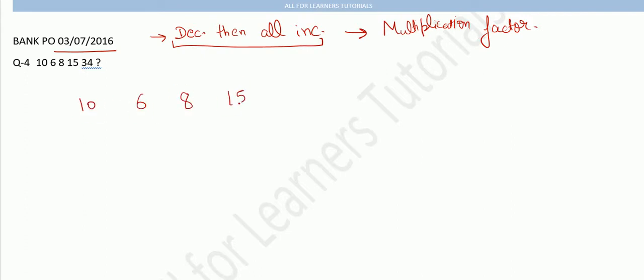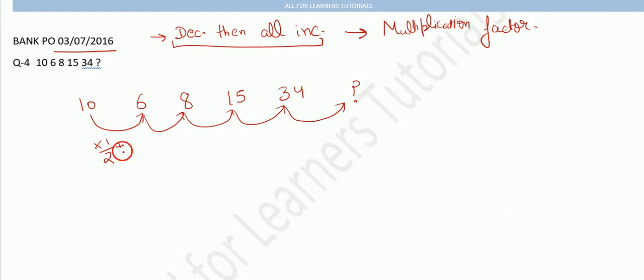See, these steps which I have given will definitely help you to solve questions in a very fast way, only if you practice with this trick. Okay, now check the multiplication here. Just a minute. Now how will you get 6 from 10? It is very easy. 10 divided by 2 is 5. 5 plus 1, right?